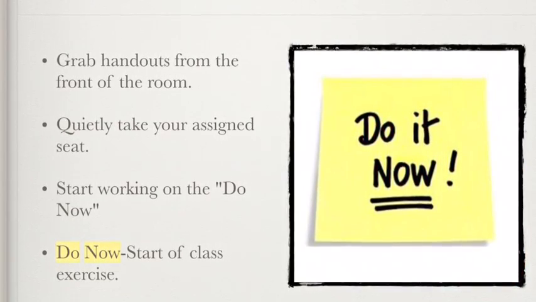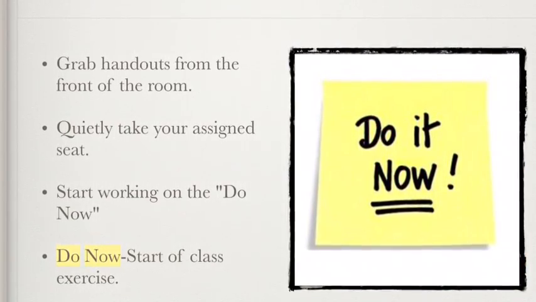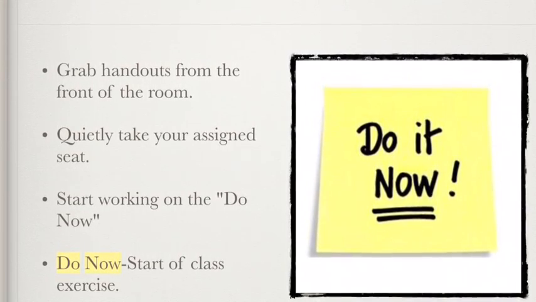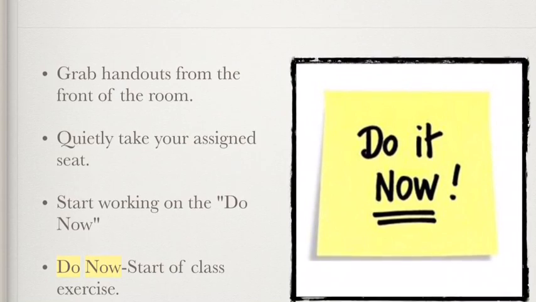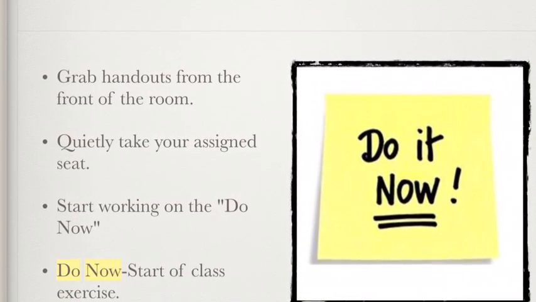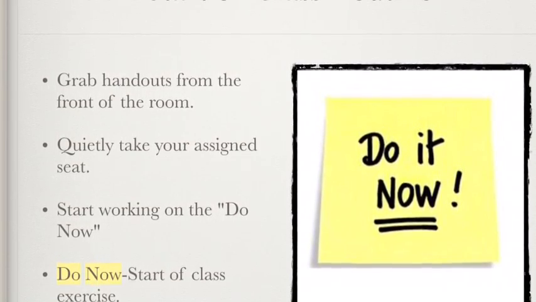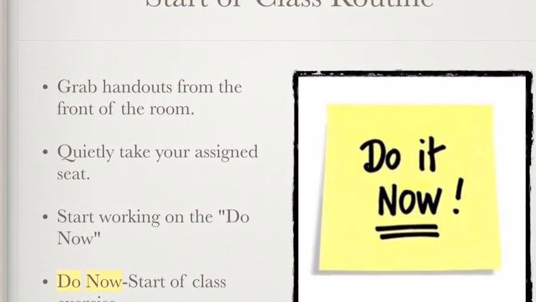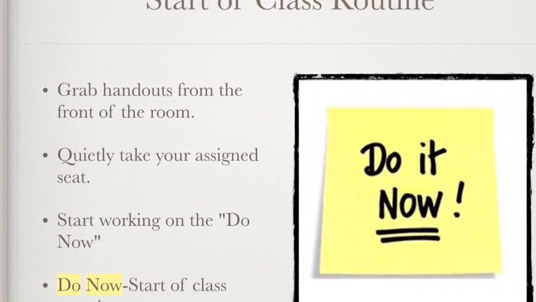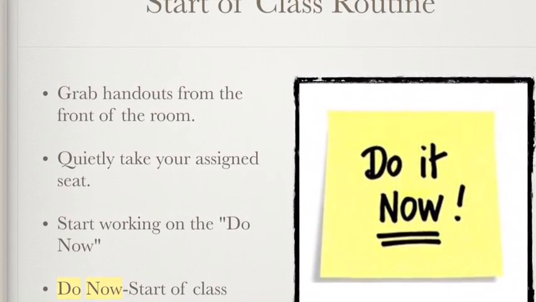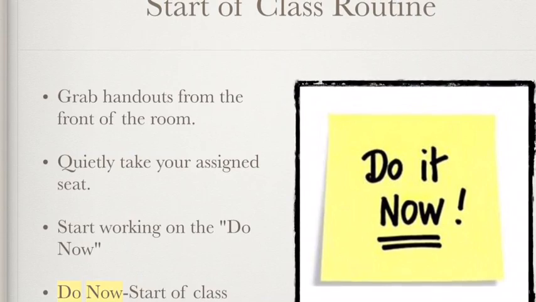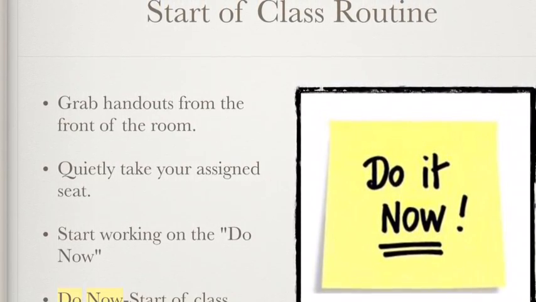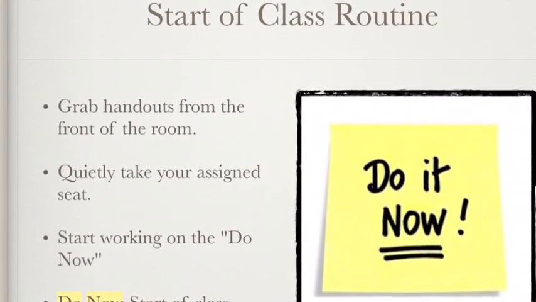Alright, so now let's go over the start of class routine. And this routine is really important to me because I want class to go as efficiently and smoothly as possible, because I want you guys to learn as much as you possibly can in my classroom. So let's try to aim to follow this routine every single day. So when you walk into my classroom, you always need to, number 1, grab all the handouts from the table at the front of the room. Number 2, quietly take your assigned seat. And number 3, begin working on the do now question written on the whiteboard. Notice that do now is highlighted in yellow, so make sure you define that term in your notebook.